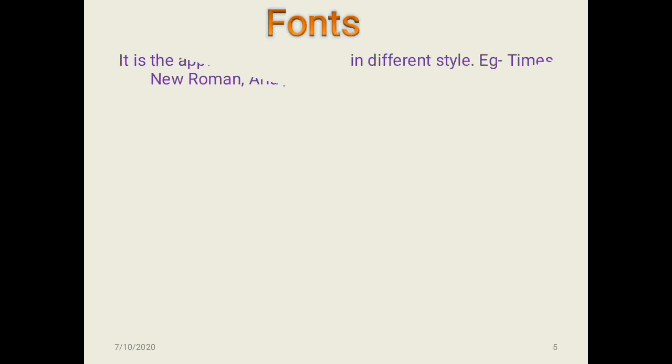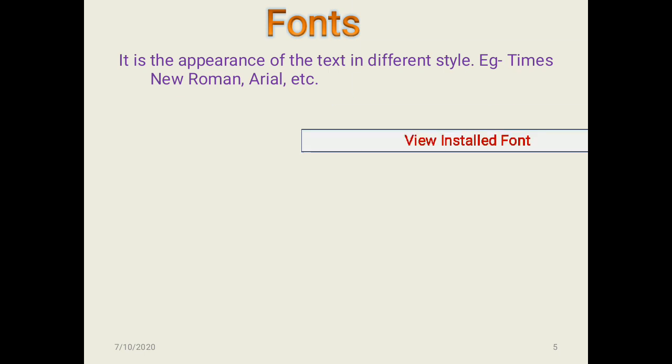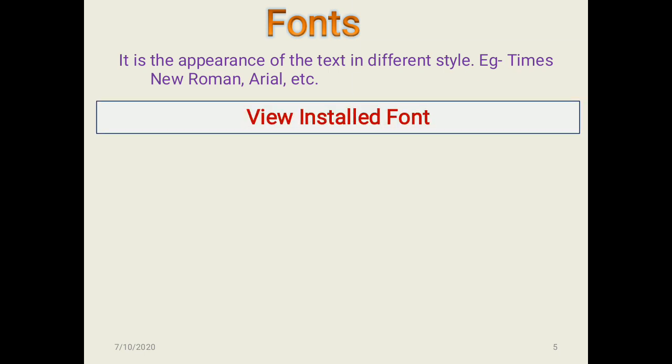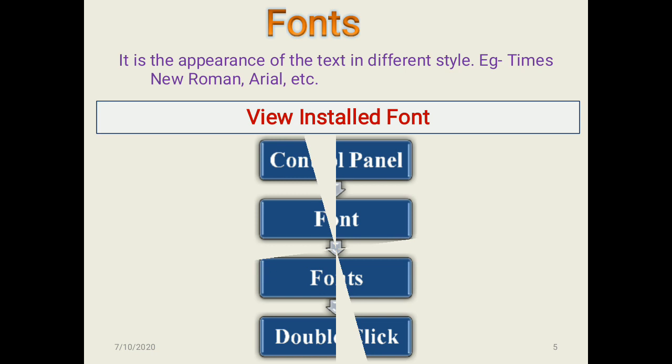Next important point is font. Font is the appearance of the text in different styles. Most commonly used fonts are Times New Roman, Arial, etc. Now how to see the installed fonts? First open control panel, then select the font option. The fonts window appears. Step 2, double click on the desired font to view the preview of the selected font.